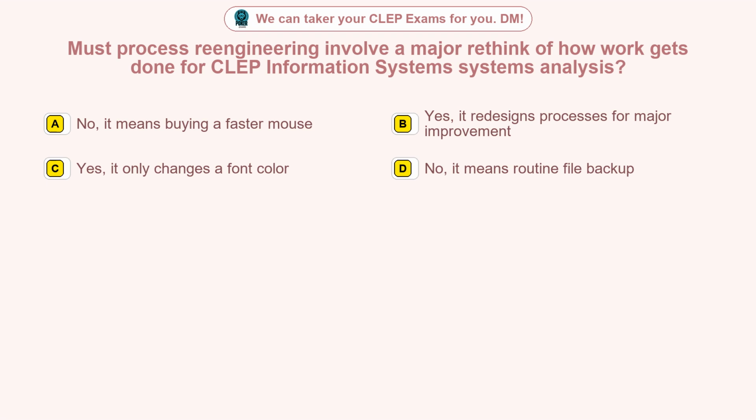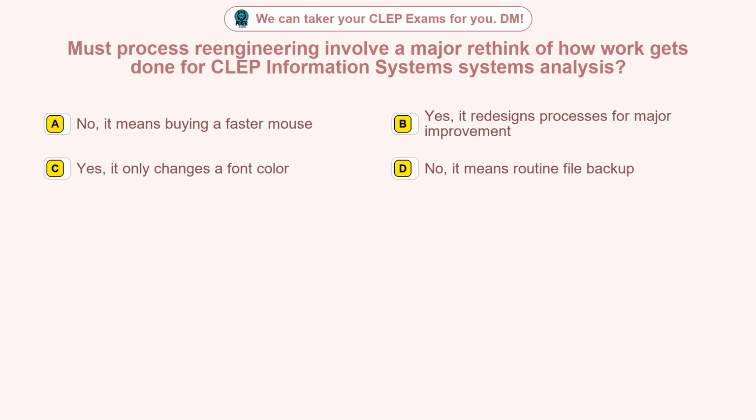Question 17. Must process reengineering involve a major rethink of how work gets done for CLEP Information Systems analysis? Option A. No, it means buying a faster mouse. Option B. Yes, it redesigns processes for major improvement. Option C. Yes, it only changes a font color.